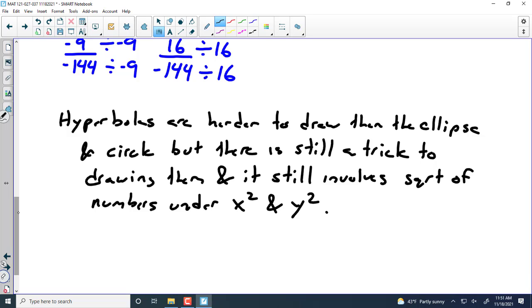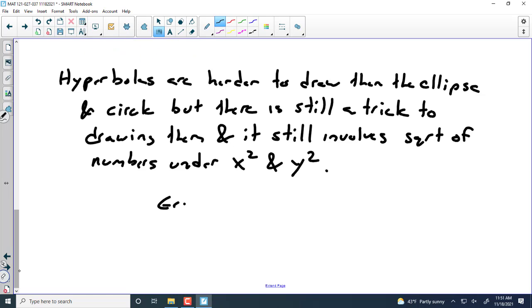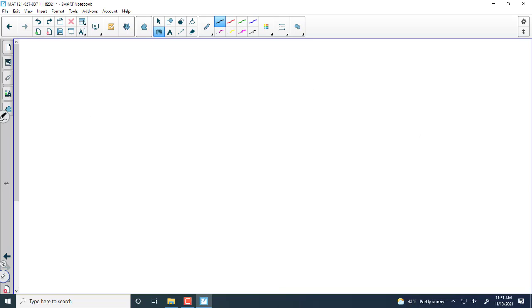Hyperbolas are different than ellipses and circles, obviously, because they look different, but also because they're not nice and contained like ellipses and circles. These things go off in all directions at once, and we need to be aware of that when we sketch a graph. So in general, the graph is much larger because it just keeps going and going and going. All right, let's graph a hyperbola.